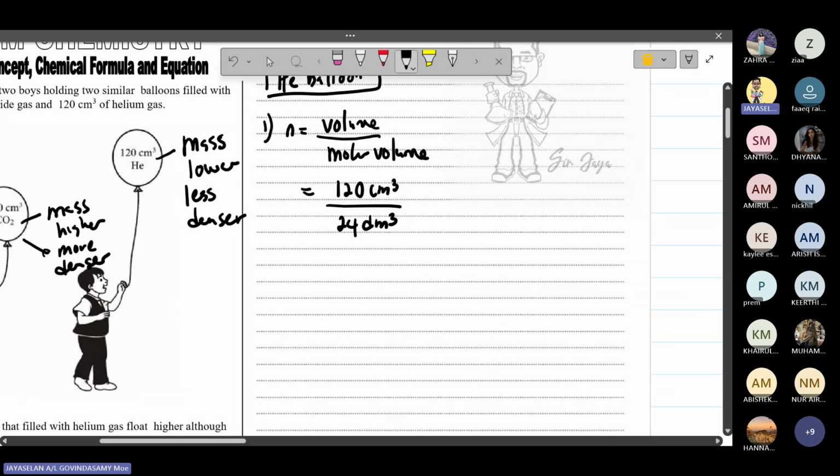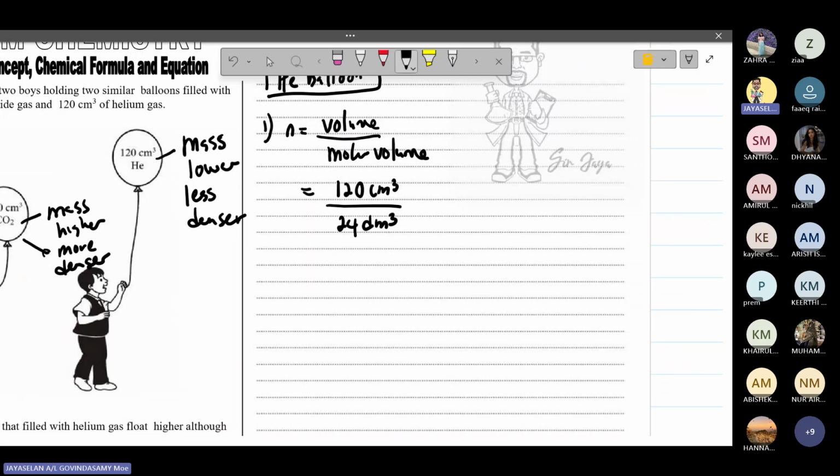Cuba tanya pada diri kamu, the unit are same or not? The unit are not same. So 1 dm power 3 equivalent to 1000 cm power 3. Okay, 24 dm power 3 equivalent to berapa? 24,000 cm power 3. So tukar bawah ni je lah. Sekarang unit dia sama tak? Unit dia sama. So you take the calculator and do the answer.